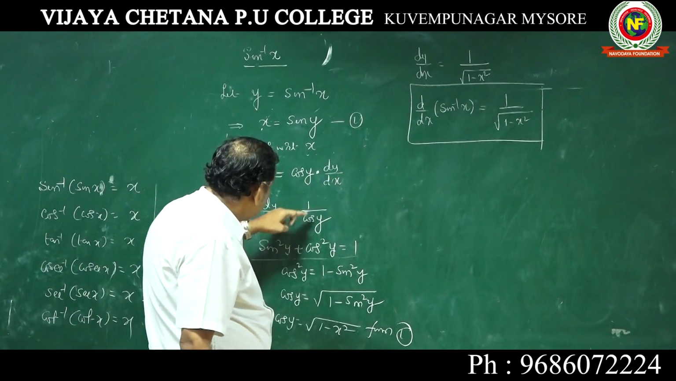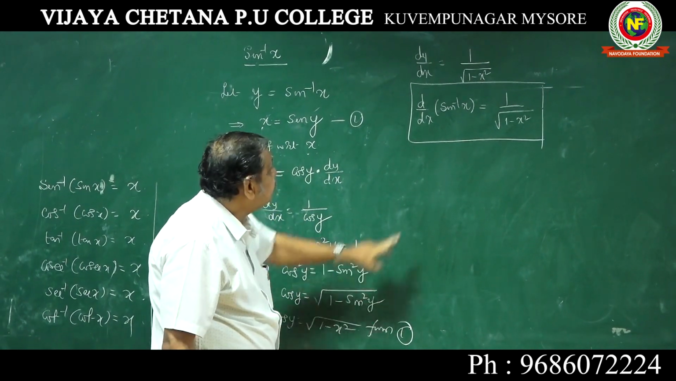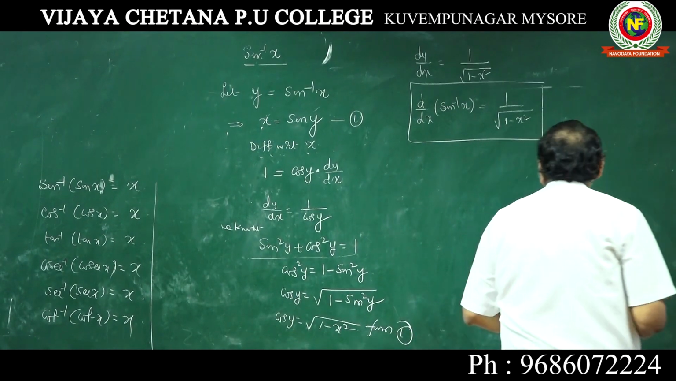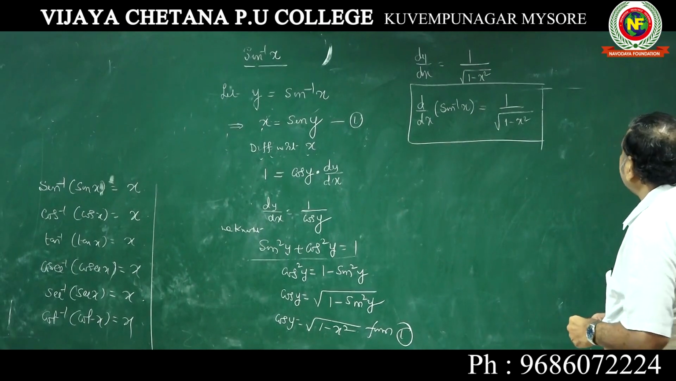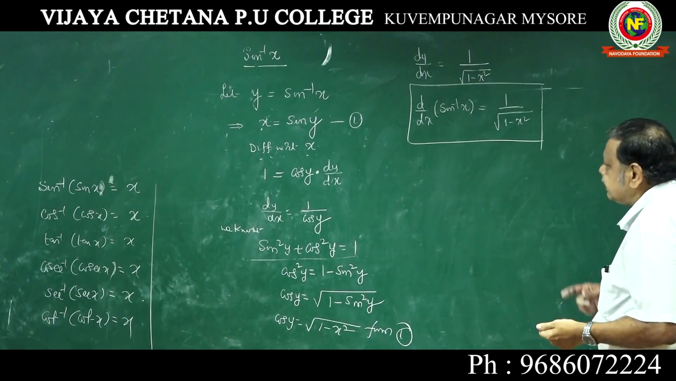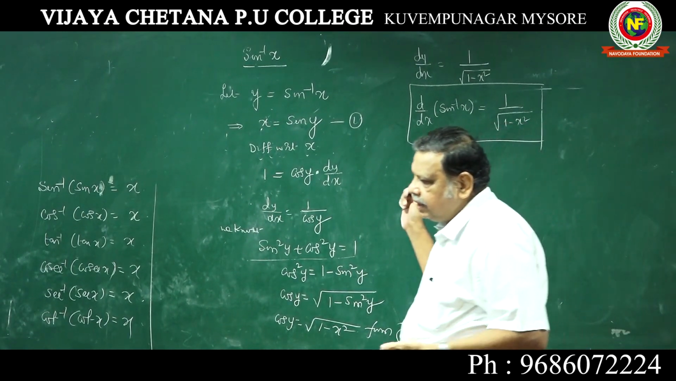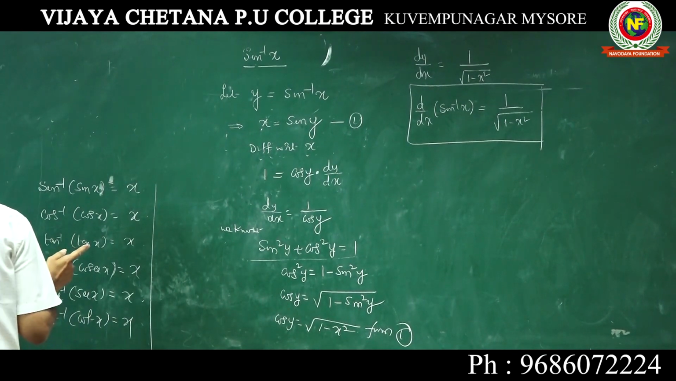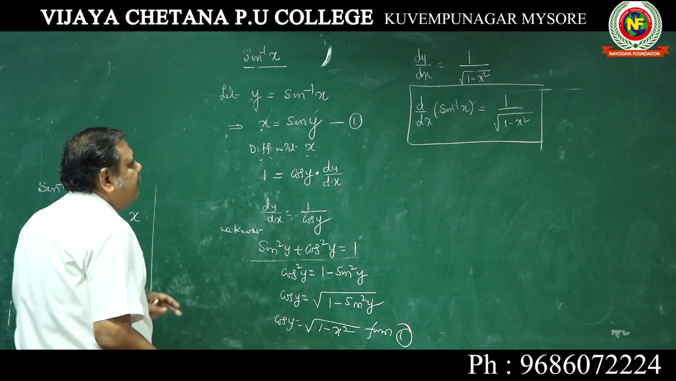Now dy by dx is 1 by cos y. Instead of cos y, you put this root of 1 minus x square. d by dx of sin inverse x is equal to 1 over root of 1 minus x square. Very important. Put a box. Take down this, and I suppose you have taken it down. Very important derivation, and you should mug up also.